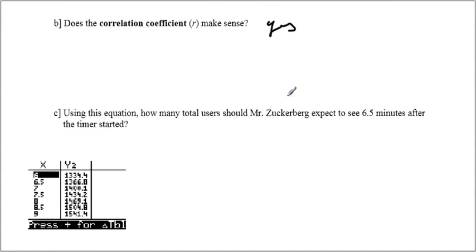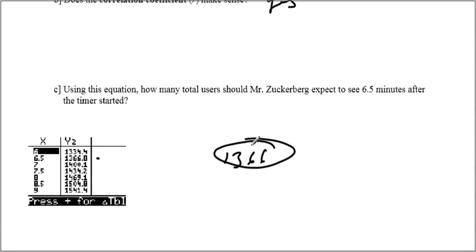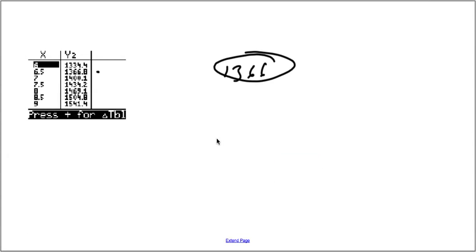Alright, and 6.5 minutes after the time started, so the 6.5 minutes is going to be right here on our table. So we should have 1366. We don't have the 0.8 user yet. That doesn't happen until after that. Good.